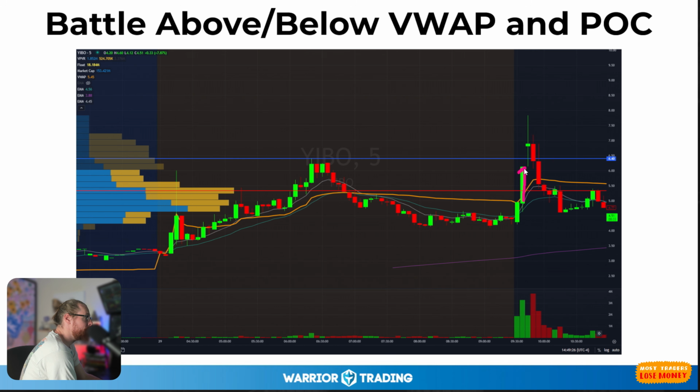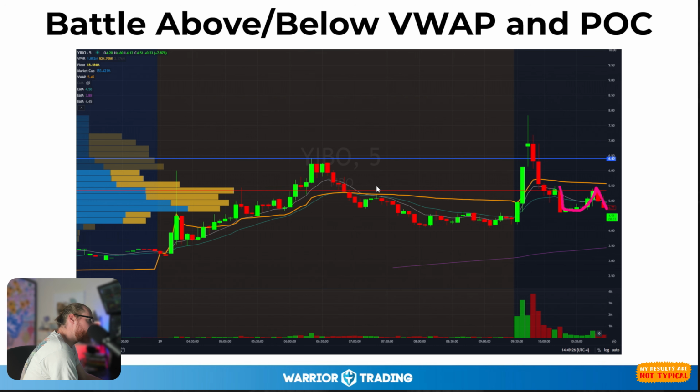We squeeze up for a second. I got a dip and a rip on the halt resumption. We halt, we open higher, a quick rip, and then we quickly roll over and we come all the way back down. We try to bounce off right around this point of control line, and then we go lower. We come back up to it, and then we go lower.